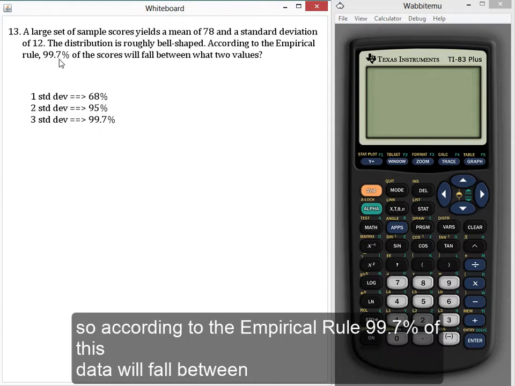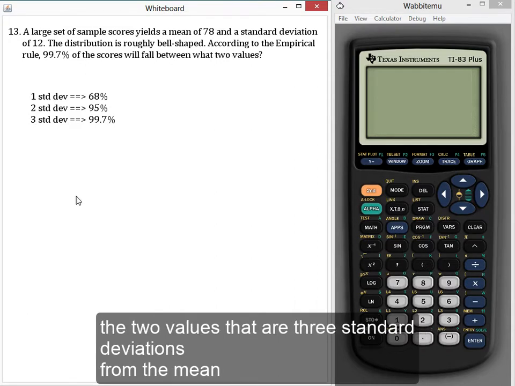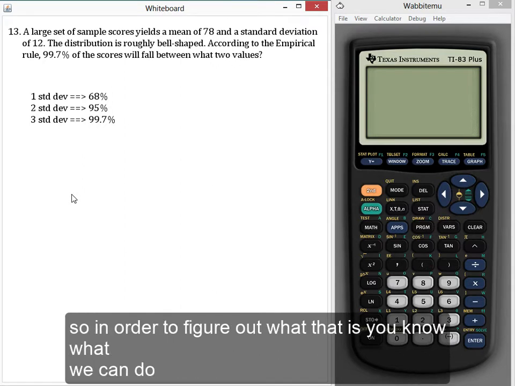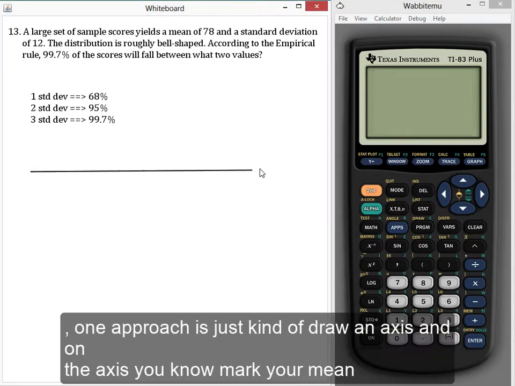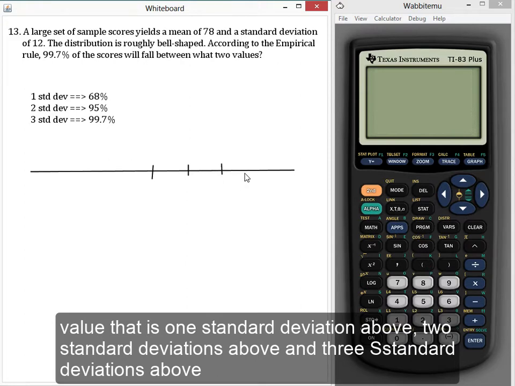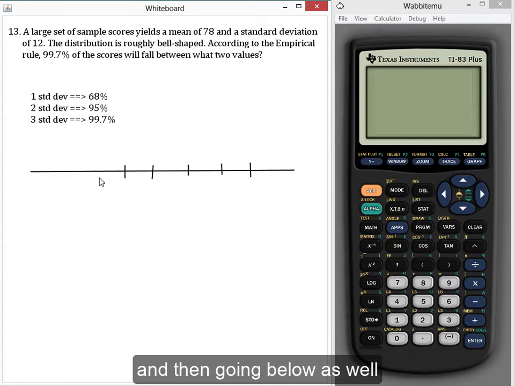So according to this empirical rule, 99.7% of the scores will fall between the two values that are three standard deviations away from the mean. So in order to figure out what that is, one approach is just to draw an axis, and on that axis, mark your mean, the value that's one standard deviation above, two standard deviations above, three standard deviations above, and then going below as well.